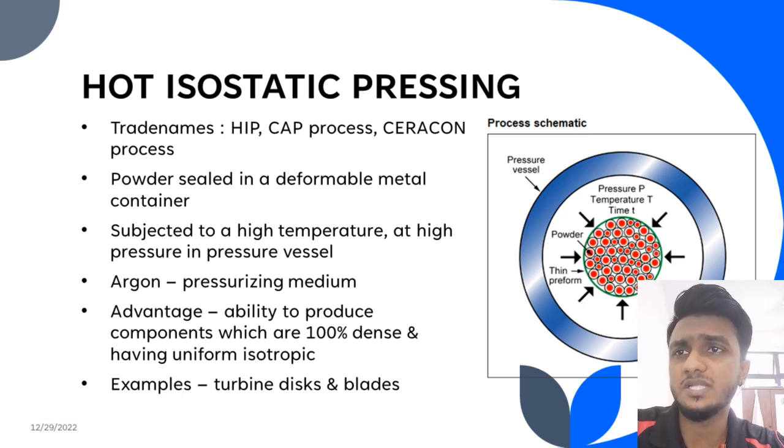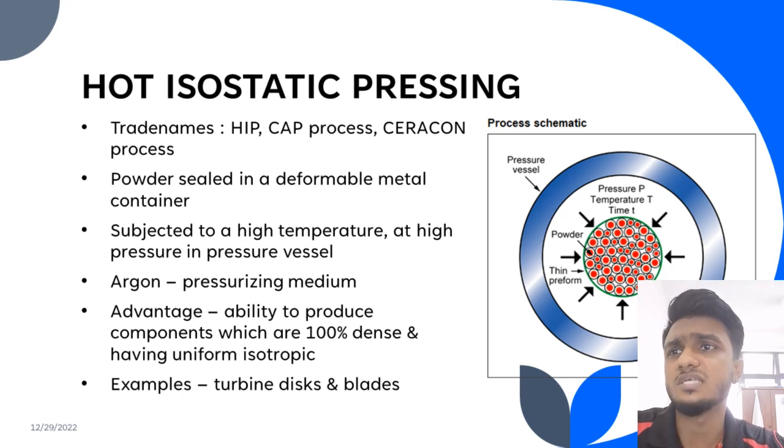In hot isostatic pressing, a powder is sealed in a deformable metal container and then subjected to a high temperature at high pressure, which is 1100 Celsius and 200 megapascal, in a pressure vessel, inside which there is a furnace surrounding the container in which the process is loaded. Argon is used as a pressurizing medium.